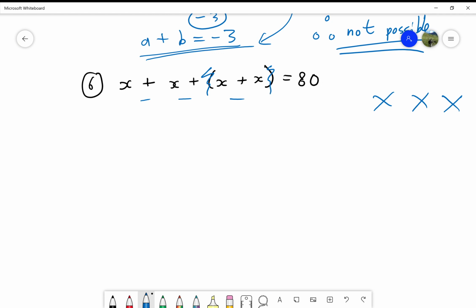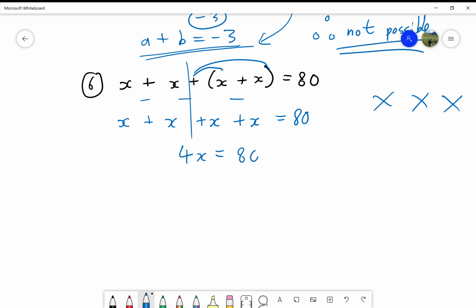Do you know what? Let's pretend we didn't know that. Then we'd have to multiply the brackets out. So you've got x plus x, because we've just written down the left-hand side. What's plus times x? Well, it's just plus x. What's plus times plus x? Well, it's just plus x. There you go. So you could also do it like that. So 4x equals 80. Divide both sides by 4. x equals 20. Boom.